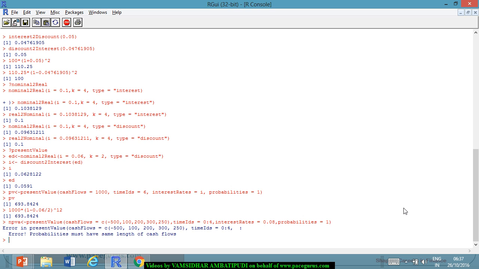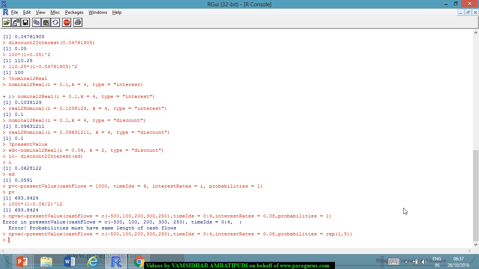Time IDs and probabilities must have the length of cash flows. So probabilities again must have the length of cash flows. So I will repeat 1, 5 times, and that is what we'll set as probabilities. Otherwise I could have ignored the probability. So we are repeating 1, 5 times, which sets the probabilities to the same length as that of the cash flows.